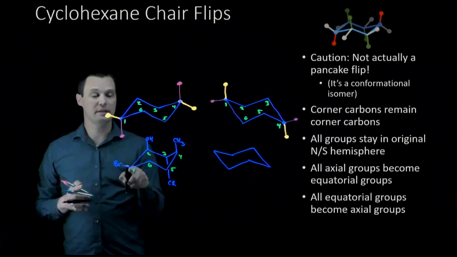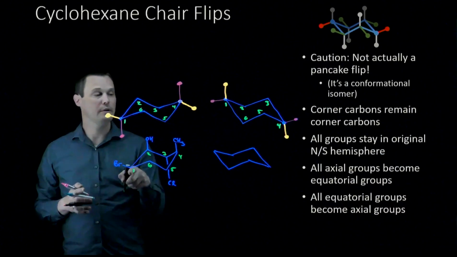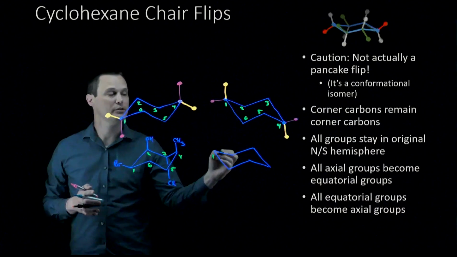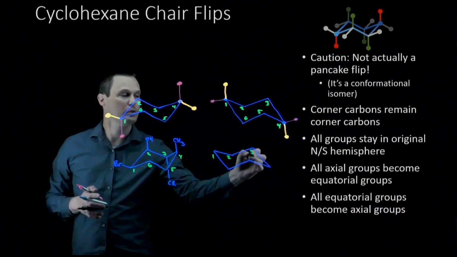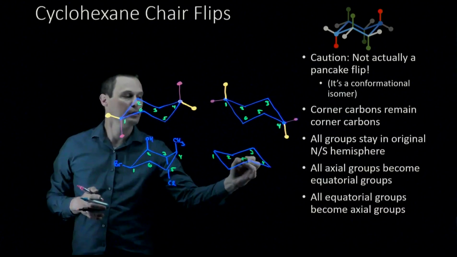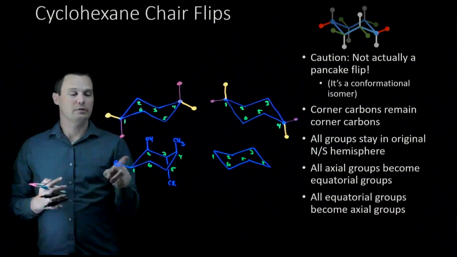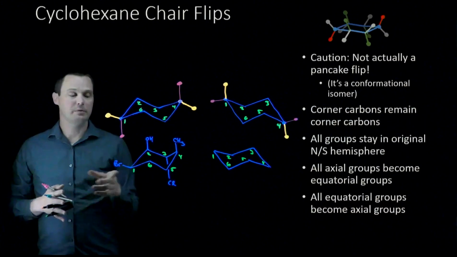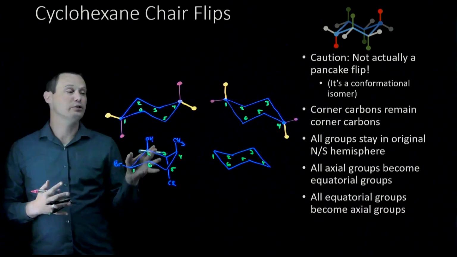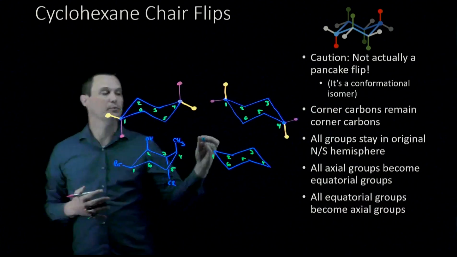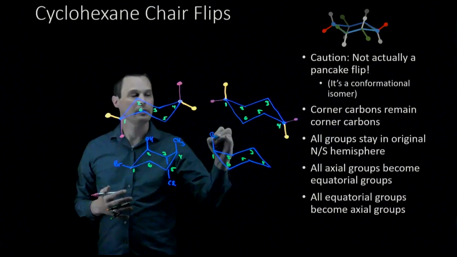Corner carbons have to stay the same. If carbon number 1 is the left corner carbon in this chair structure, it has to be the left corner carbon in this chair structure, and I'm still going to number clockwise around the ring. Everything that's in the northern hemisphere stays in the northern hemisphere. So this bromine on carbon number 1 is in the northern hemisphere. Right now it's an equatorial group, so in the new chair structure it will become a northern hemisphere axial group on carbon number 1. That would be this bromine here.